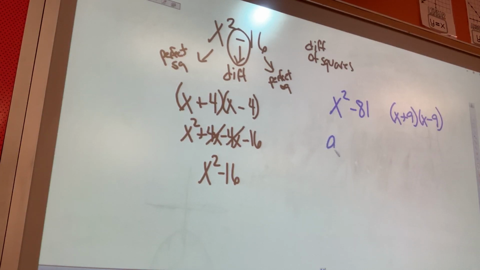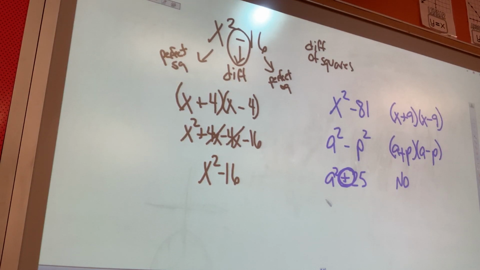What about a squared minus p squared? Bingo, a plus p, sorry about that writing, a minus p. What about a squared plus 25? Perfect square, but it's not a difference. So no, that won't work.